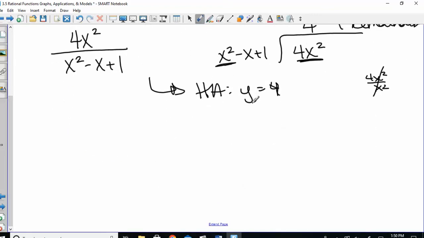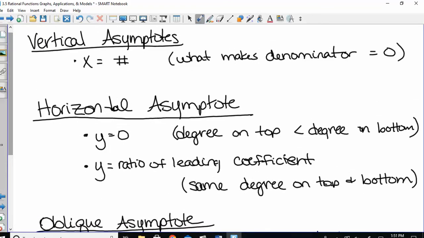If the degree on top is bigger, then your quotient would have some x's in it. And so then it's no longer just a horizontal line, y equals a number. Okay, this is a pretty informal explanation. You need to know these rules. We are going to work through a lot, so it will get very familiar. But you need to know when we have which type of asymptote as we go through.